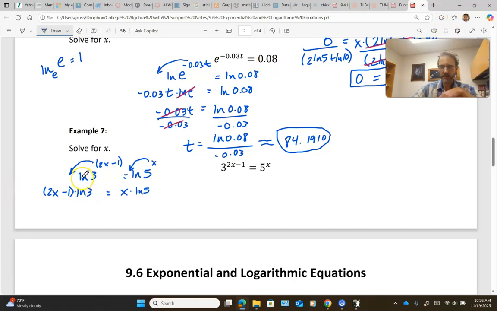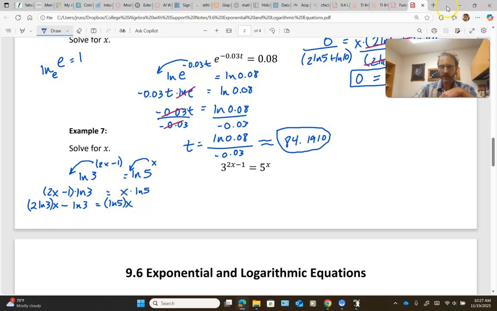And now what I'm going to do is distribute this natural log of 3 into these parentheses. And so this will become 2 times the natural log of 3 times x minus 1 times the natural log of 3, which will just be the natural log of 3, equals, and then on this other side I'm just going to reverse the order. Okay, but again notice this 2 natural log of 3, that's just the coefficient for this term right here. And then the natural log of 5, that's just the coefficient for this x.